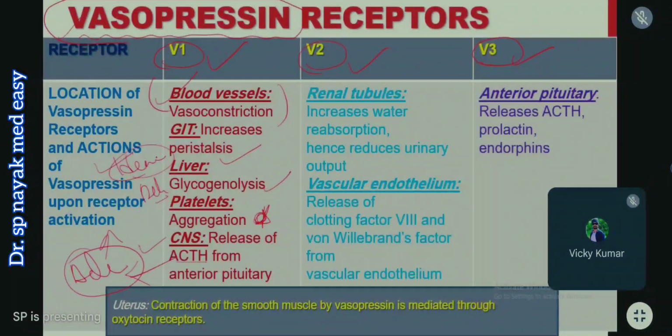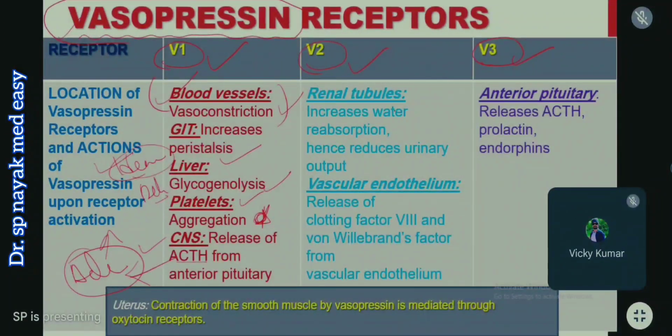And see, especially in hemorrhagic conditions, what does vasopressin do? Vasopressin will cause vasoconstriction. It will stop hemorrhage. And on platelets, it will stop bleeding due to platelet aggregation. So this V1 action is required in severe hemorrhagic conditions.